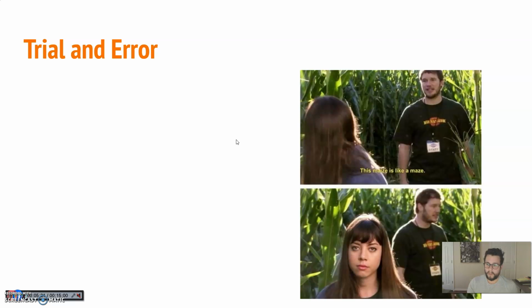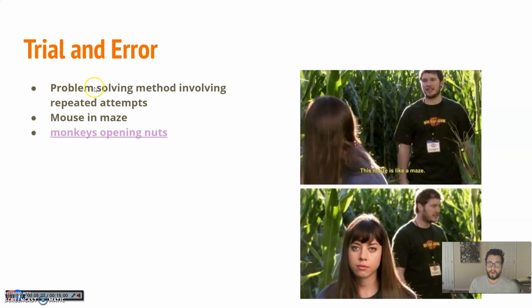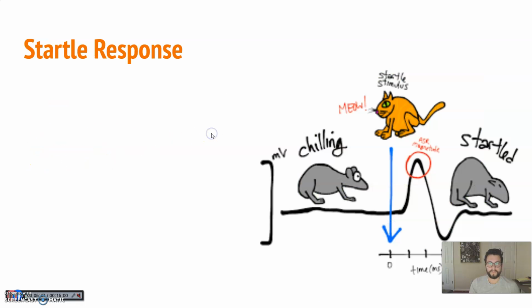Now, trial and error, we've all done before if you've ever had to plug and chug in a math equation. So it's a problem-solving method involving repeated attempts. This works, this doesn't work. Certain monkeys will learn how to use the best rocks to smash open nuts. After try, after try, after try, they learn which rocks work best. So it is a learned behavior.